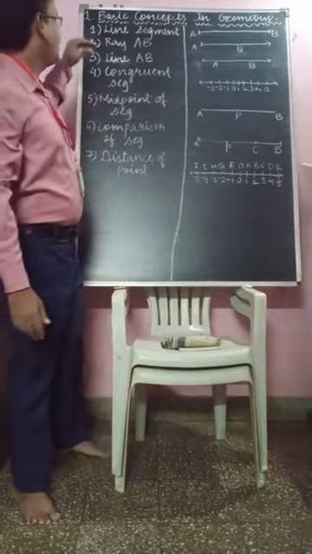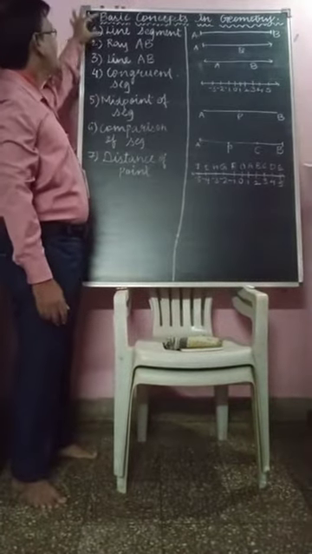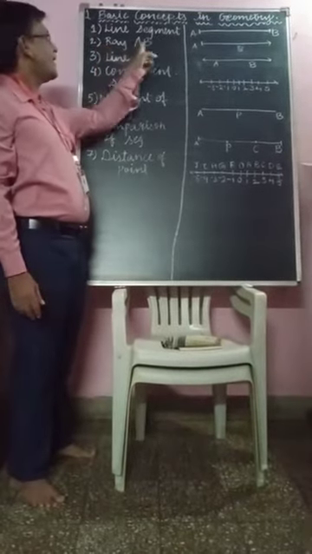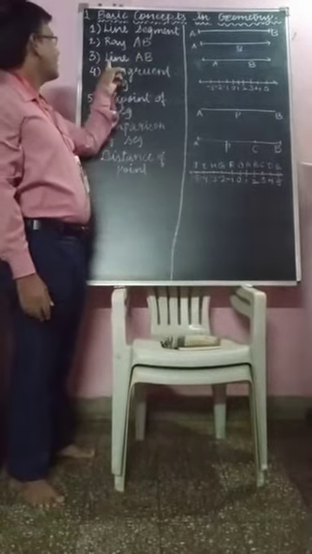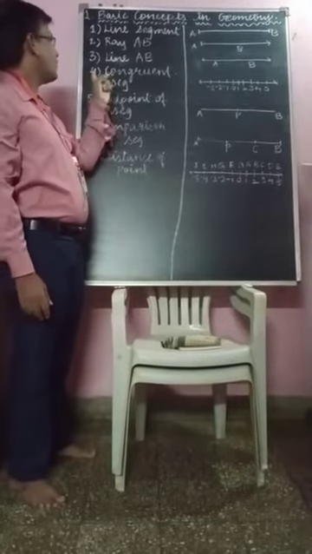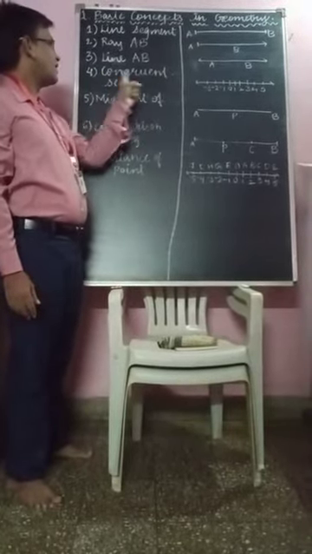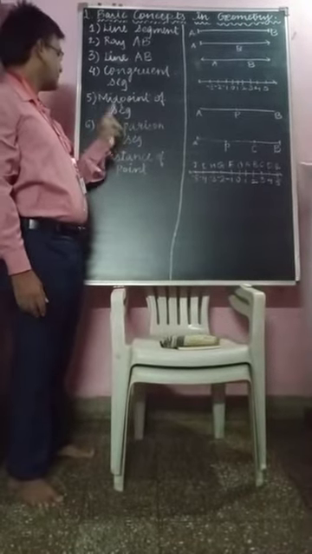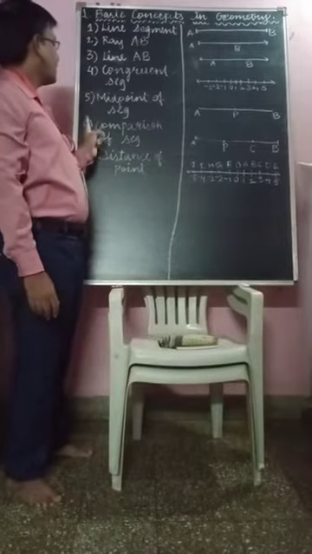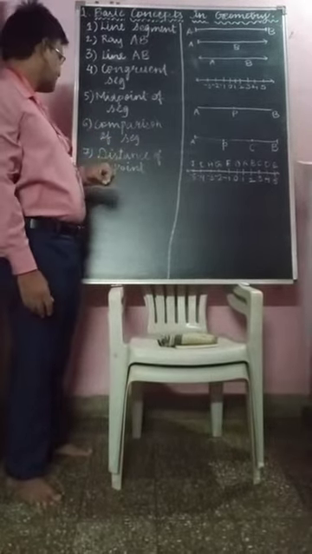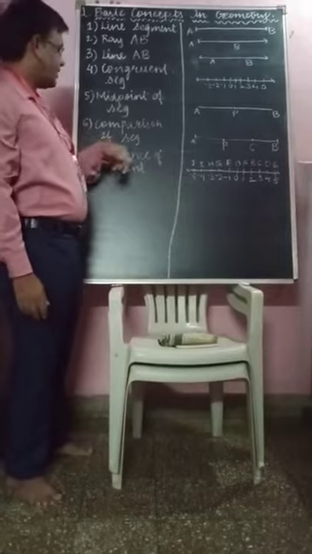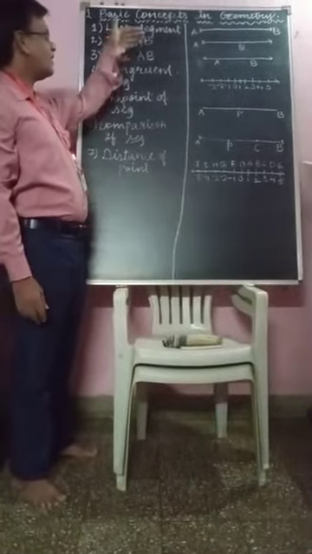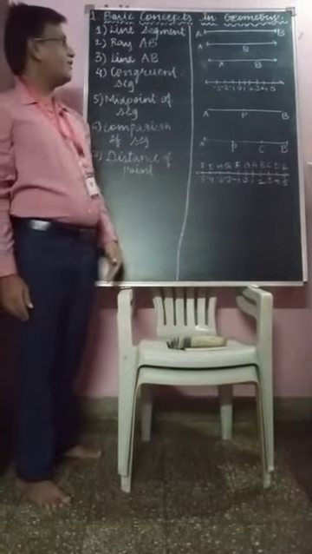See here, the first point is line segment, the second point is ray, the third point is line, the fourth point is congruent segments, the fifth is midpoint of segment, the sixth is comparison of two segments, and the seventh is distance of point. Now one by one we have to learn these concepts.